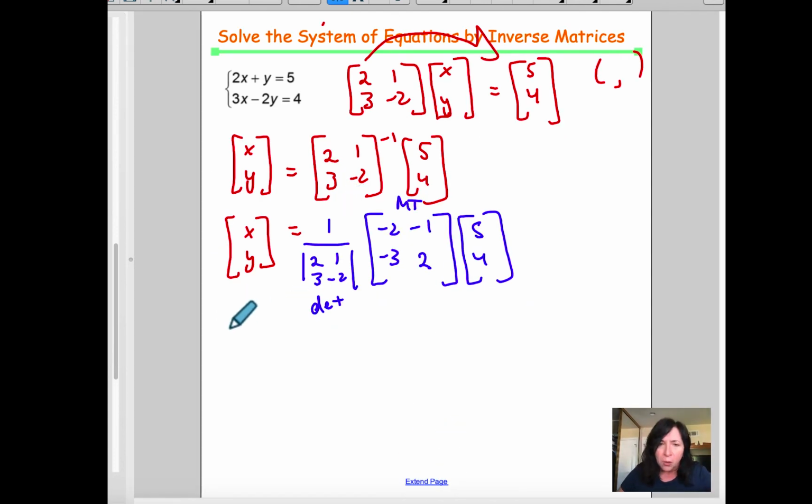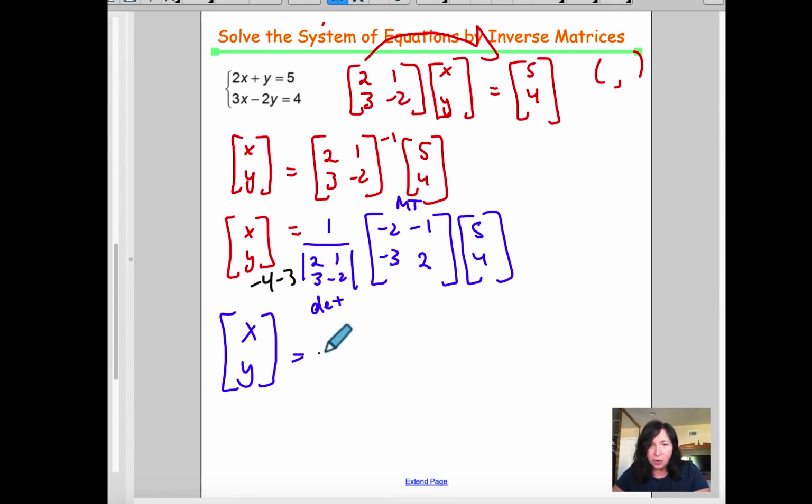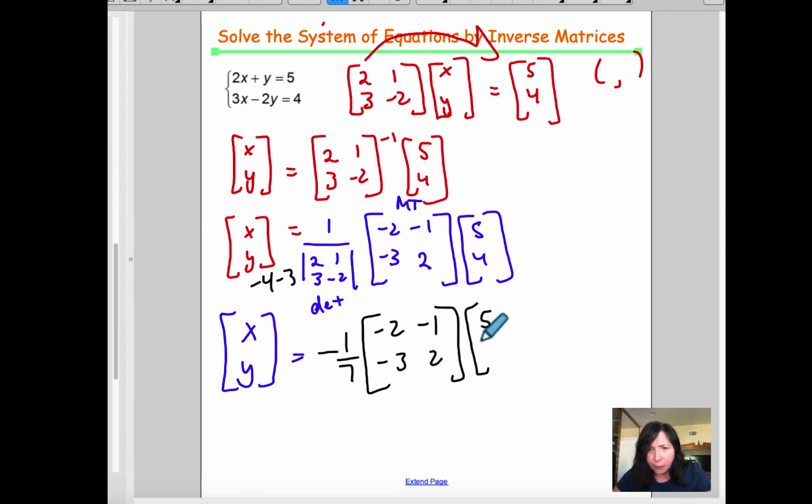So we have x, y, and then we have 1 over our determinant. Let's just do that somewhere. Our determinant is going to be -4, -3, so -4 minus 3, -7. So that's -1/7. And then this becomes -2, -1, -3, 2. Actually, I didn't change that. And then this is 5, 4. Okay, so what we're going to do now is don't do the -1/7. Do not multiply that in there. I know you want to, but don't do that.